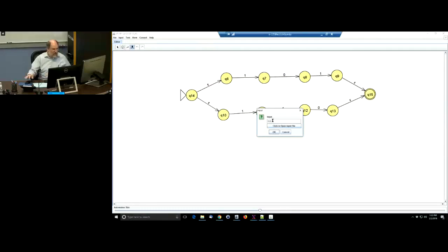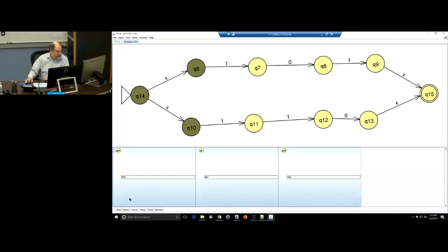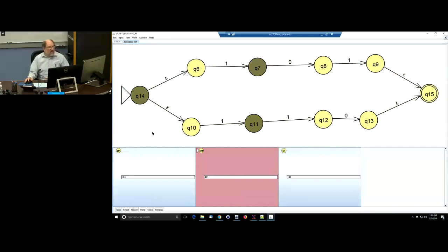If I see 101, I start in Q14, Q6, and Q10 simultaneously because of the epsilon transitions. Upon seeing the first one, I will move from Q6 to Q7, from Q10 to Q11. And so now I am simultaneously in Q7 and Q11. Not sure why I'm being shown as still in Q14. I don't think I should be. Oh, okay, it's showing that Q14 did not have a transition there, so it's showing that in red. So that will disappear on the next click.